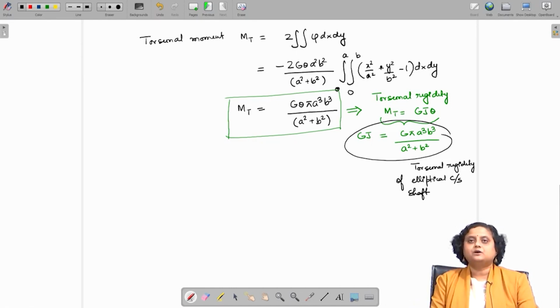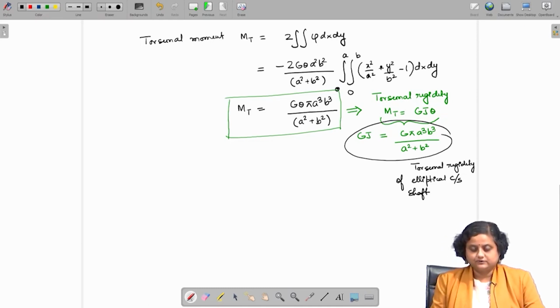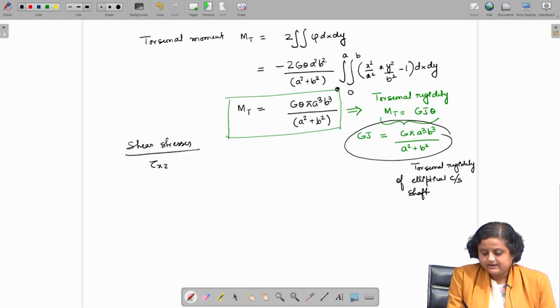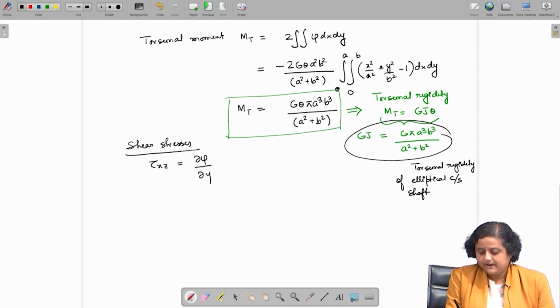So, the first part of the problem is solved. Now, we need to find out the shear stresses and the maximum value of the shear stresses. So, we know that tau xz in terms of the Prandtl stress function is del phi by del y.